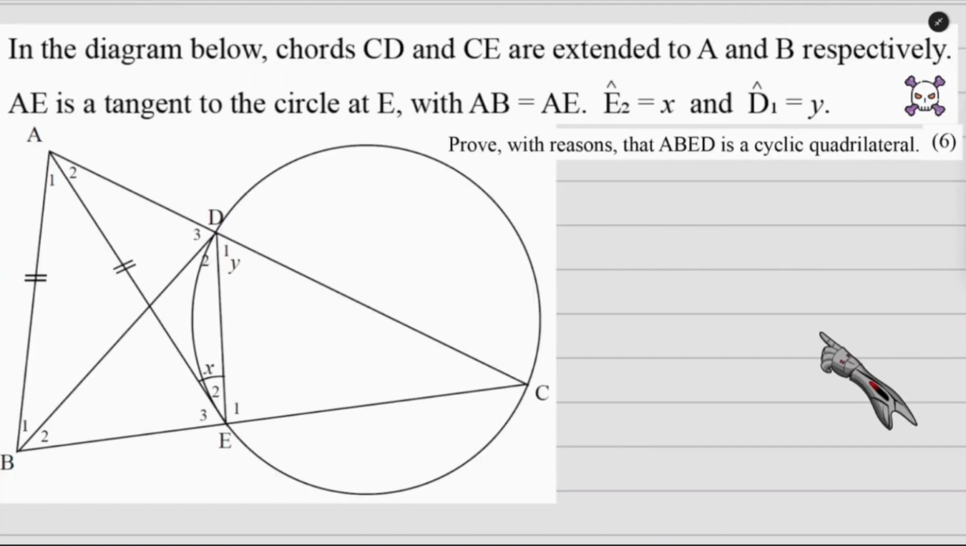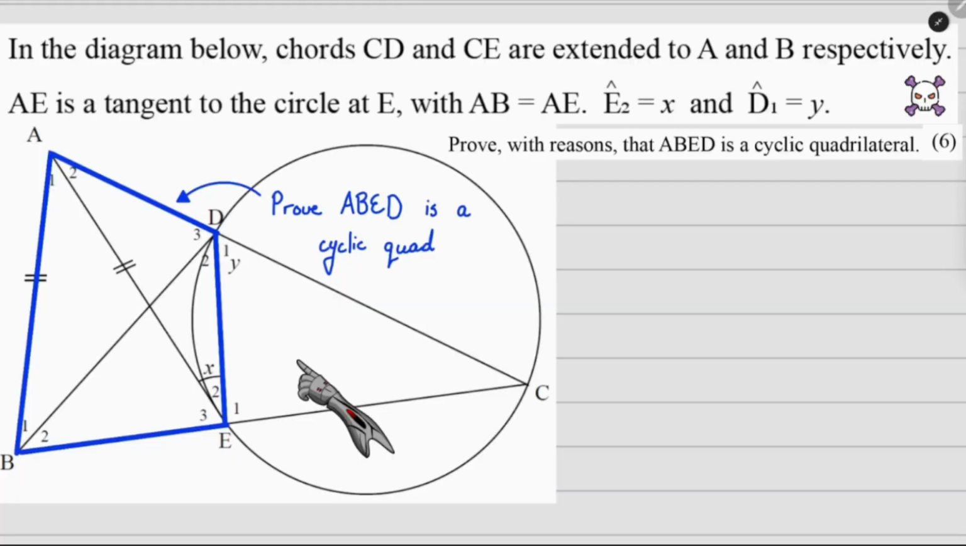Okay, welcome to your challenge round. We've been given a whole bunch of information here, and now the question is asking us to prove that this is a cyclic quad.